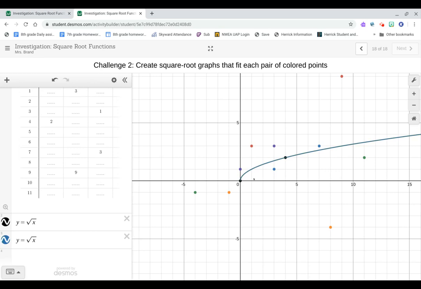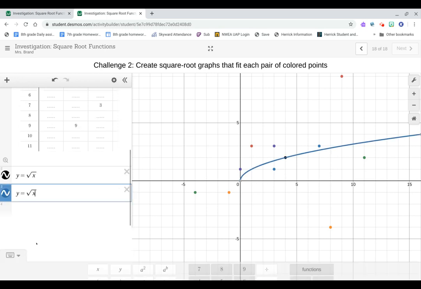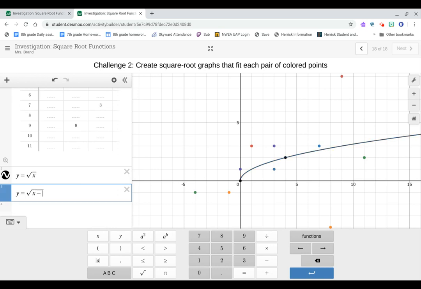Okay, so the original point is going to be over to the right, 1, 2, 3, and up 1. So if I'm going to go to the right 3, we're going to subtract 3 in the radicand, and then up 1, we go out of the radical symbol and add 1. Okay, and that actually goes through both points. It's not vertically stretching or shrinking, and it's not reflecting in the x-axis.